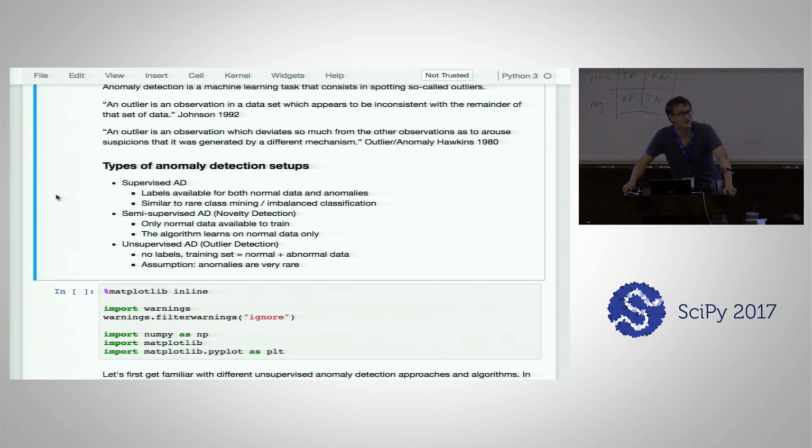If the anomalies are half of your samples, then there's no way you can figure out something. Maybe you can do clustering and see if you have two clusters, but what is an anomaly doesn't make any sense if it's not rare.